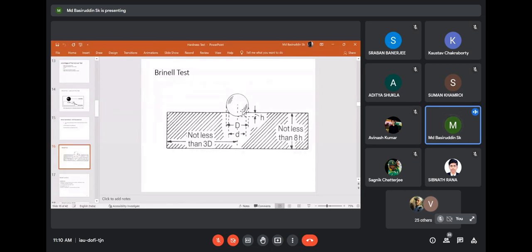Now, whenever you go for the indentation, your indenter should not penetrate too much into the sample. There is a certain depth ratio, which you can think of as 0.25 to 0.5. The indenter should not penetrate more than half of the indenter diameter. If it goes beyond half of capital D, then it will be very difficult to predict the hardness.